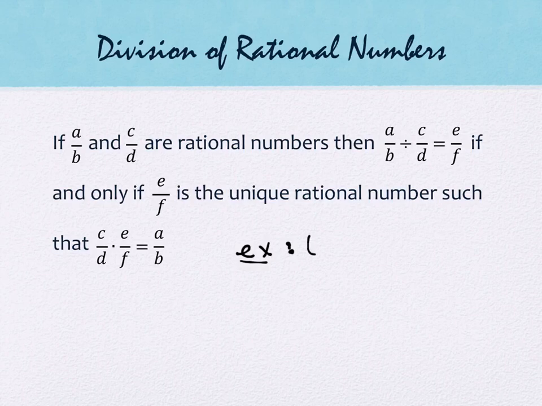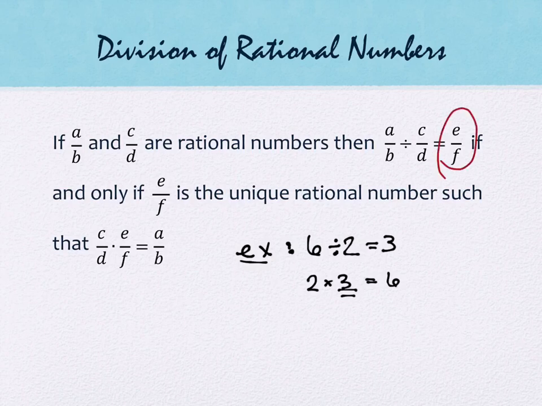Okay, so let's say we had 6 divided by 2. What is 6 divided by 2? 3, absolutely. The reason that 6 divided by 2 is 3 is because 2 times 3 is equal to 6. That's why. And that's what you're seeing happen here. This answer, e over f, if it is multiplied by the c over d, I get back to the a over b in the beginning, just like the 2 times 3 gets me back to 6. That's what the definition is saying, is that this is an inverse operation of multiplication.